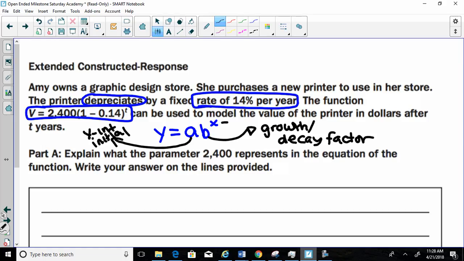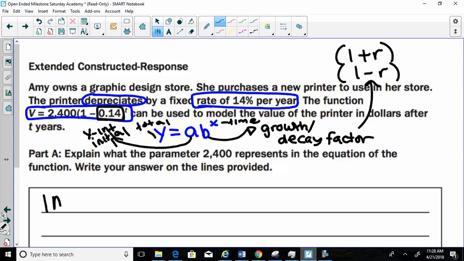And so x is usually time, and y is usually total. You don't need this on here today, but I would write 1 plus r is growth, and 1 minus r is decay. That's what your b is. But they give you that right here. See how they changed 14% to a decimal? They already gave you that work. And so what does 2400 represent?